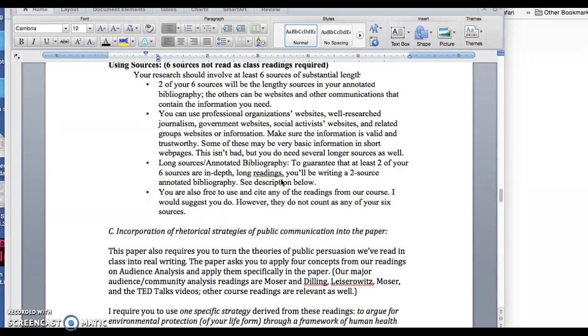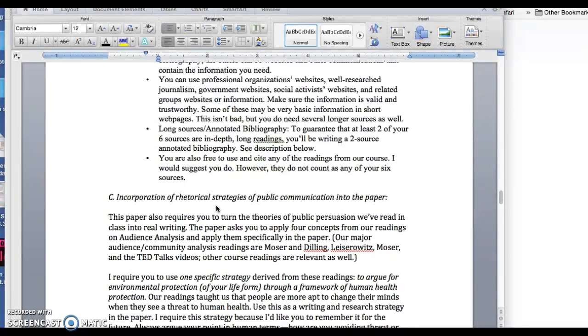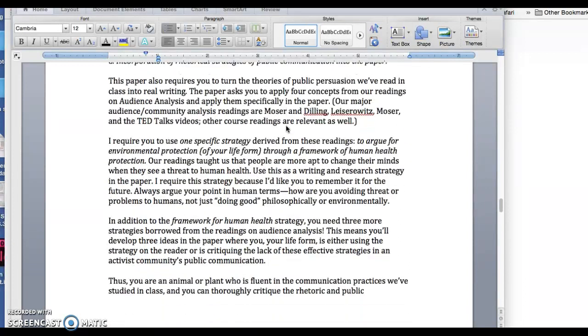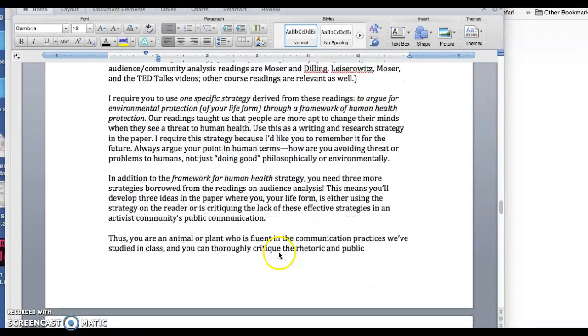That's where you're going to find your best info and facts, and when you can analyze public strategies. You're free to use any of the readings from the course that we read as a group, but you can't cite those as a source in your paper. Down here I'm just saying, here are the different types of frameworks I want you to use for your 4 frameworks. One is human health. You'll need to choose 3 more.